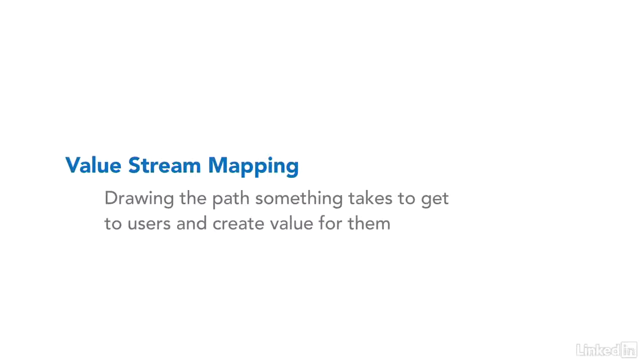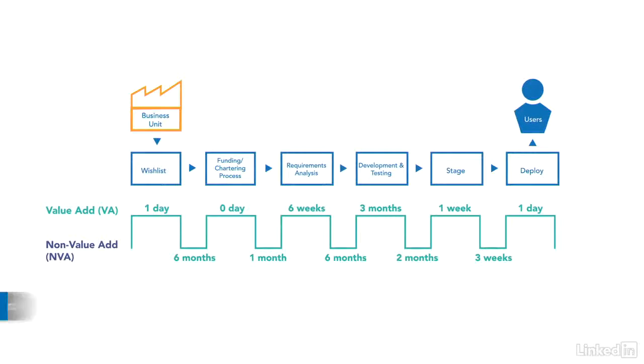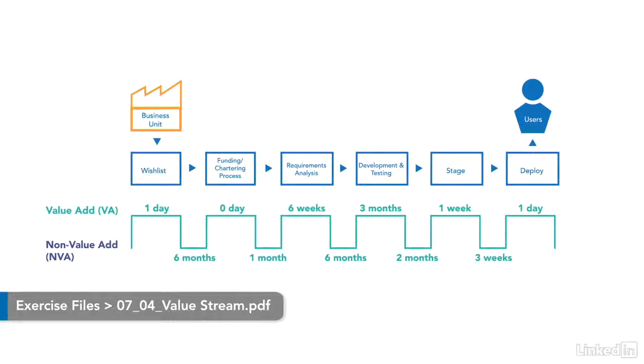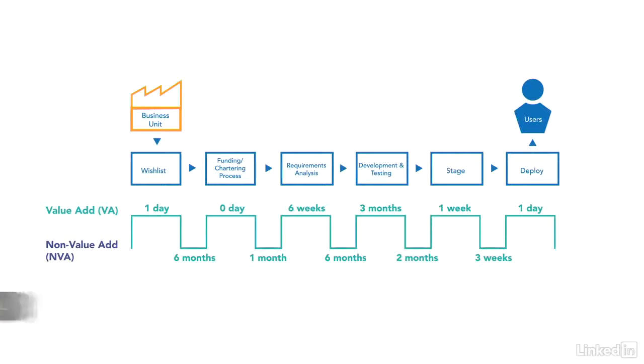One of the primary methods lean uses in understanding where waste exists in a system is through the use of value stream mapping. You don't have to be working in a manufacturing environment to find this exercise useful. Value stream mapping has you literally draw out the path something takes to get to your users and create value for them. This is called the value stream. Here's an example of a value stream map that you can also find in the exercise files. Let's go through this together.